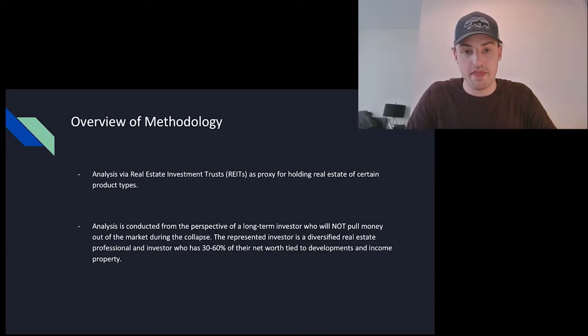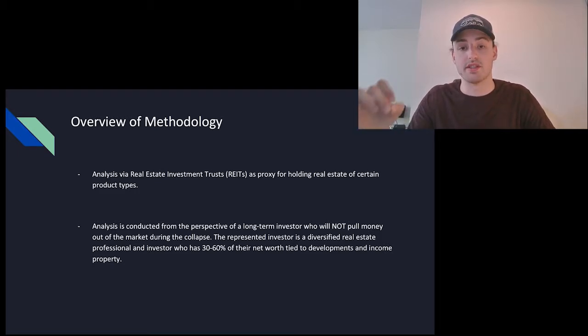So, overview of methodology. I conducted an analysis through real estate investment trusts, or REITs, as a proxy for holding real estate of a certain product type. And so, a real estate investment trust is simply a publicly traded entity, which usually takes the form of being a property management company and an investment management company.